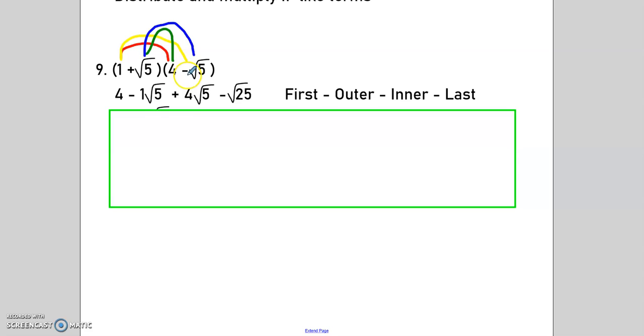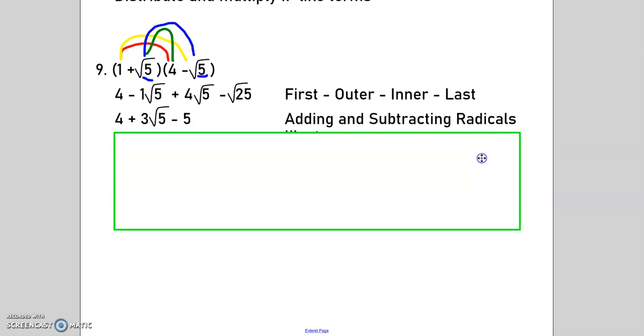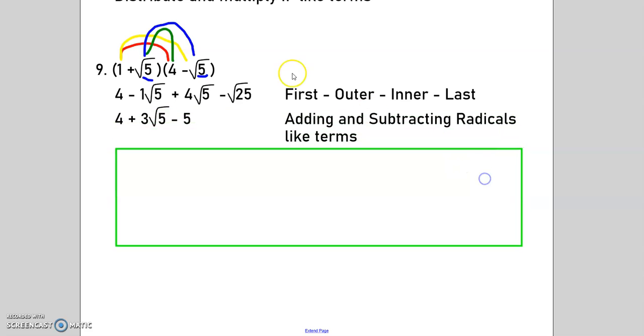Watch those signs. Notice I have the square root of 25. How do you think we got that? When I'm multiplying a radical by a radical, we multiply the radicands. We multiply what's under the radicals. 5 times 5 gives me 25. The square root bar stays. From here, guys, all we do is simplify, okay? We need to focus on combining like terms.